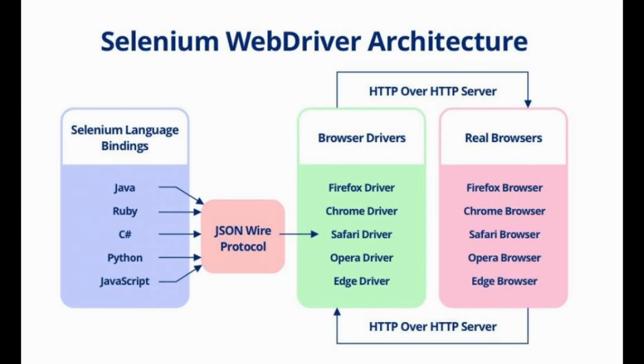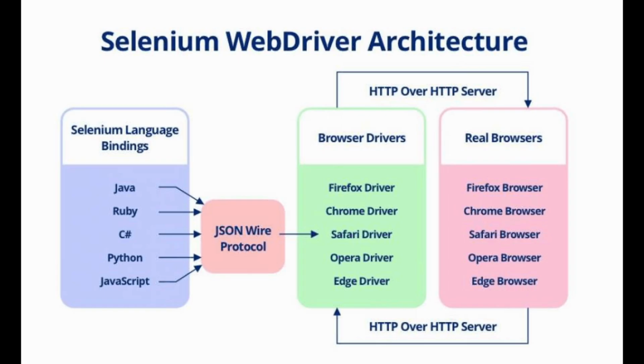The Selenium architecture is like this. So you have your Selenium language bindings, which are basically like libraries. It works with Java, Ruby, C#, Python, JavaScript. Those are just different libraries you can download so it can integrate with your code in those languages.